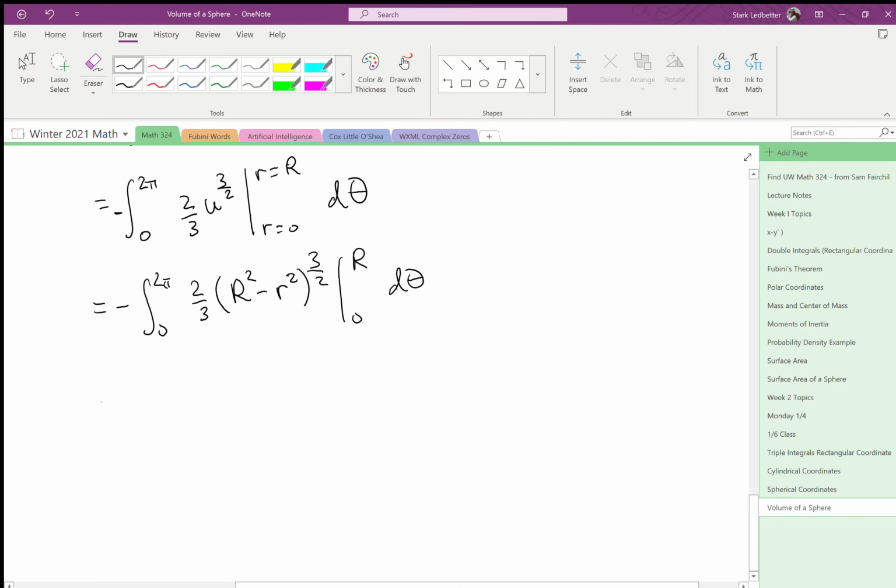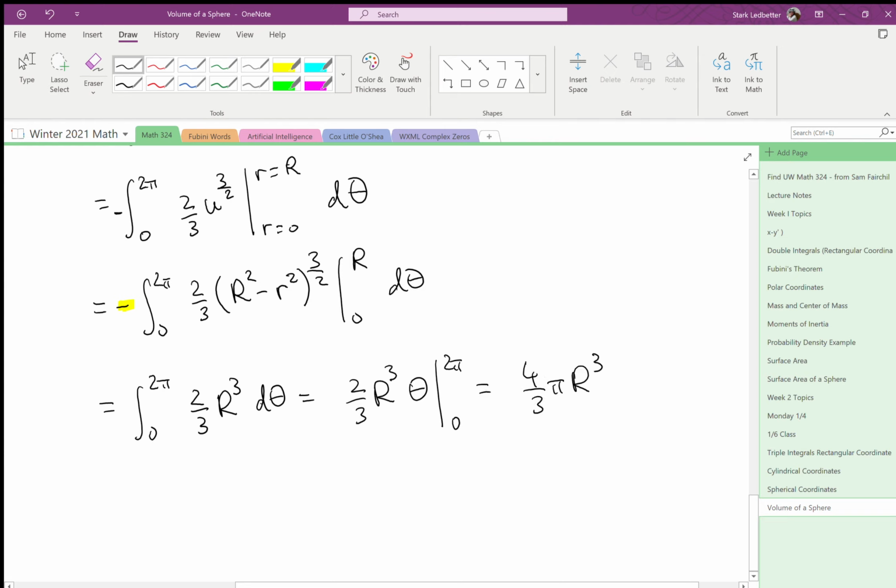Plugging in big R, I get 0. Plugging in 0, I have minus and negative again. So I can get rid of that negative, 0 to 2 pi. Let's see, we get 2/3. And then we have big R squared to the 3 halves, which is big R cubed, d theta. Great, that is 2/3 R cubed theta, theta going from 0 to 2 pi, which is going to be 4/3 pi R cubed. Okay, so we still get the same answer.